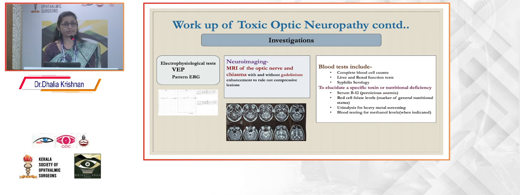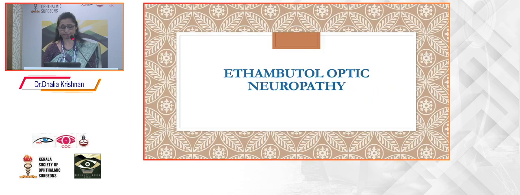Investigations: VEP is very important to confirm the optic neuropathy, and neuroimaging to rule out compressive optic nerve compression lesions. Blood tests, including liver and renal function tests, and syphilis serology are also important. Specific tests for the specific toxins are required.